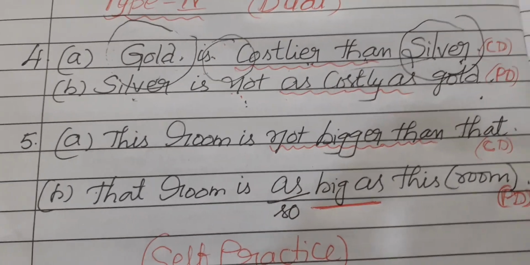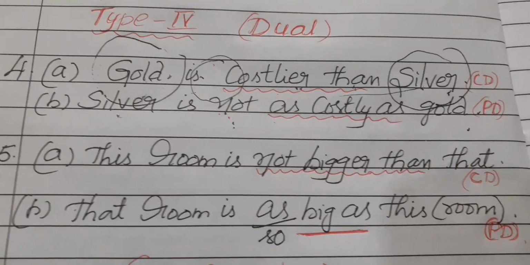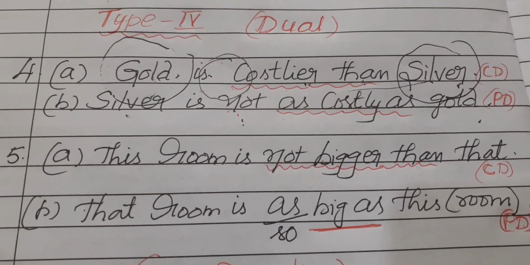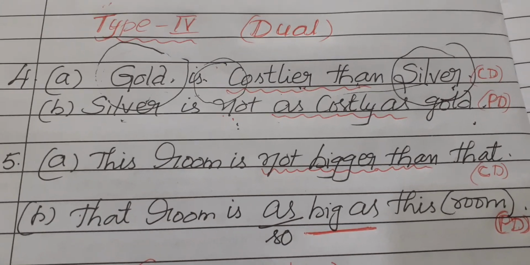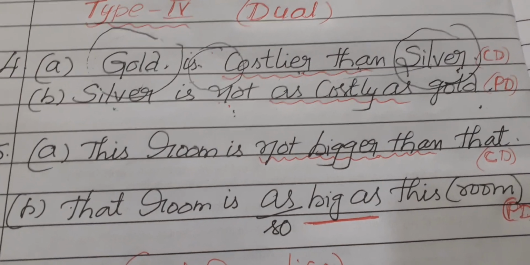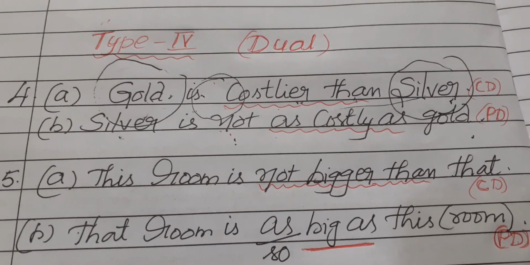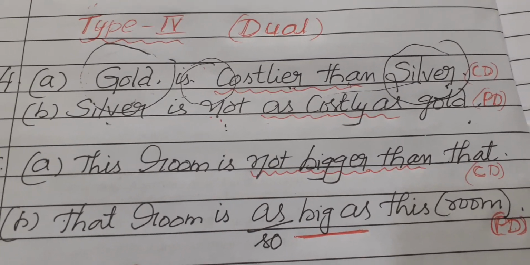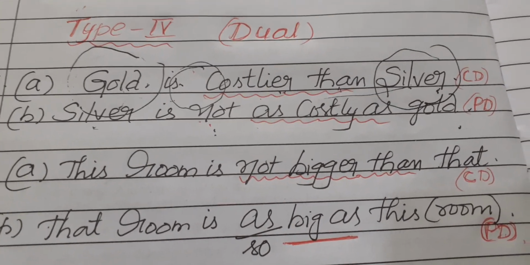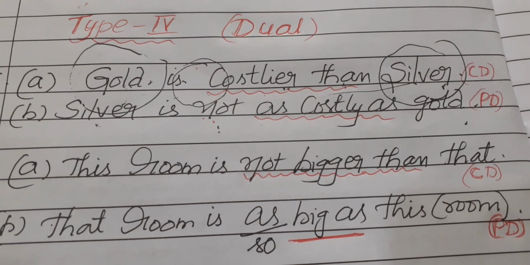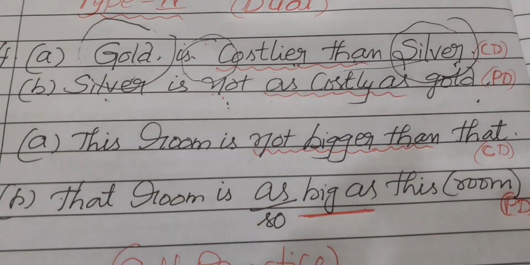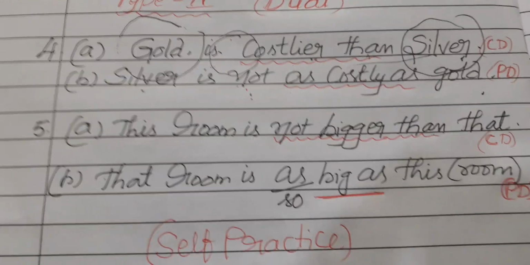Positive degree. Then what about superlative? In type 4, we can't write superlative. Only two things are compared. Comparison is limited to two things only, two nouns only. That's why here we can't write SD. In type 4 dual comparison, we don't have SD, we have only CD and PD. Very easy. If CD is given, PD we are supposed to write. If PD is given, CD we are supposed to write. No SD. Very easy. Now the work has been lessened.